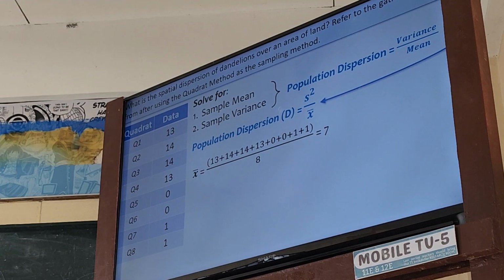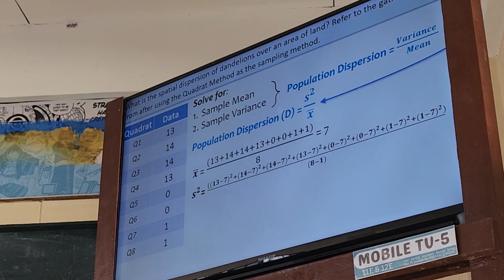Then you need to solve for your variance. In order to solve for the variance, you still have to solve for the standard deviation, then square it. That is the sum of the squared differences of your data. It looks like this: 13 minus 7 squared plus 14 minus 7 squared, and so on, all divided by the total number of quadrats minus 1.